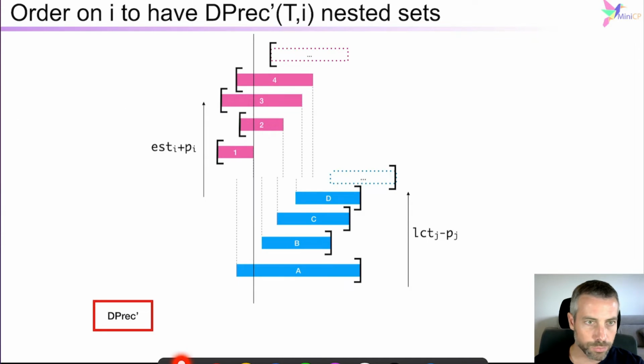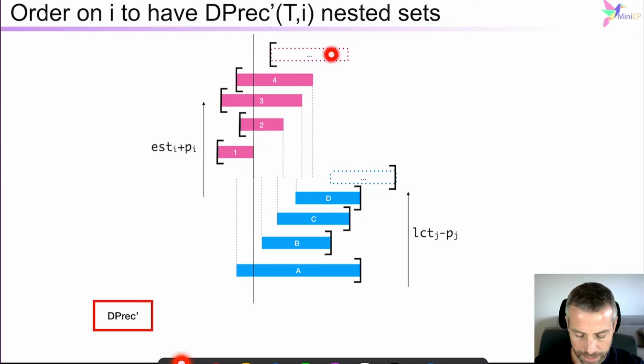It's quite easy to visualize on this picture which order we should choose. So what I have represented on these slides is my set of activities that are sorted according to the earliest completion time of the activities. So EST of I, earliest start time plus the processing time, is the earliest completion time of each activity individually. We sort them like this, okay?